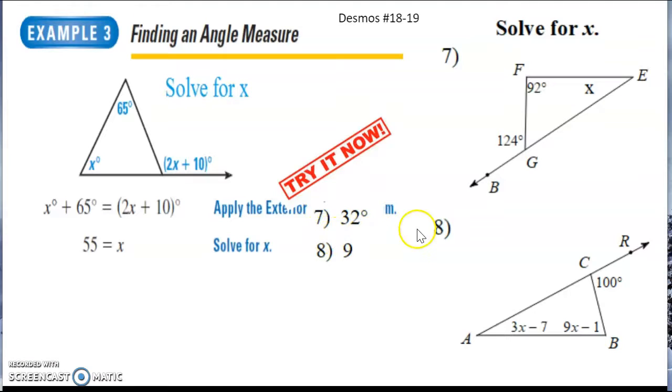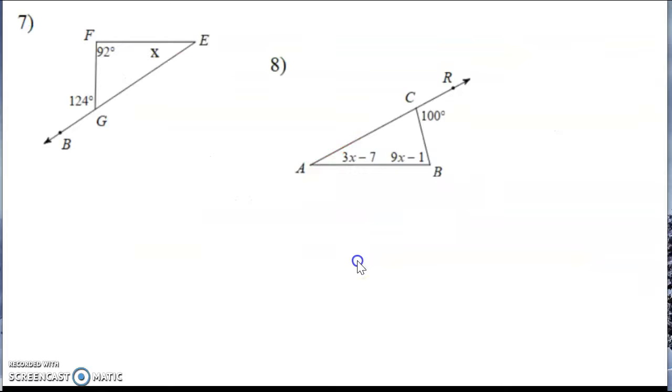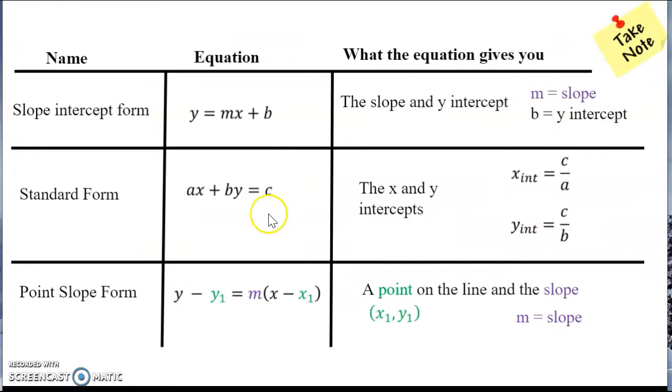Oops, I just realized I made a small arithmetic error. So number 7, the correct answer is 32 degrees, not 36. Okay, and number 8, the correct answer is indeed 9. Great. Okay, so that's actually where we left off.